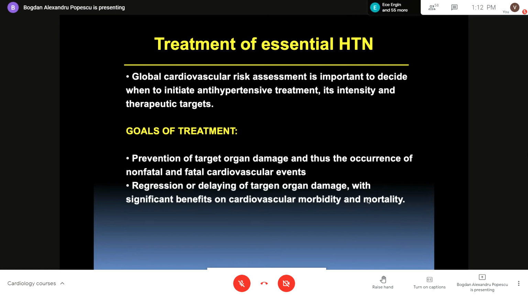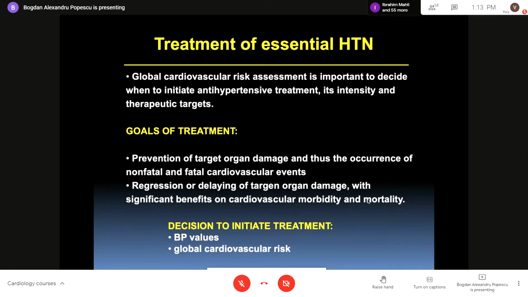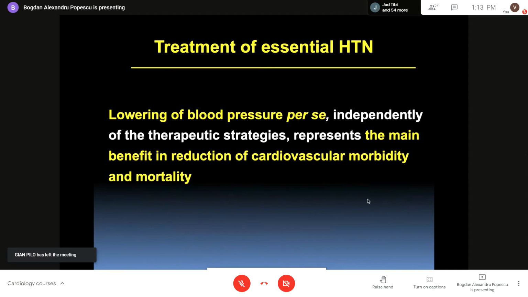What are the goals of treatment? We would like to prevent target organ damage. We would like to prevent occurrence of cardiovascular events, of course, either non-fatal and fatal. If these had already happened, target organ damage, we would like to reduce it, to have regression, or to delay it, because this will translate in a benefit in terms of morbidity and mortality. How do we decide when to initiate treatment? We look at blood pressure values and again, global cardiovascular risk.